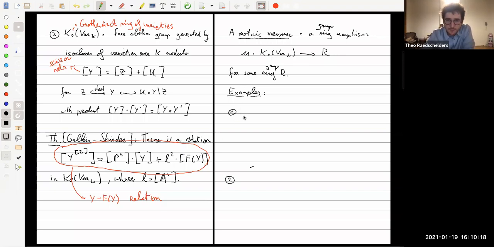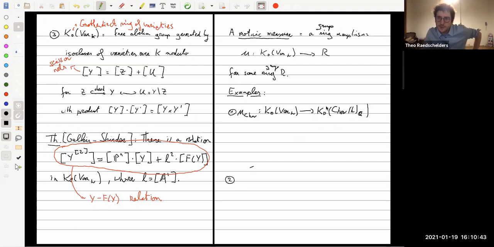And let me try and say something about 3 examples. So first we can consider mu Chow. So this goes from our Grothendieck ring of varieties to K0 of Chow motives, say with rational coefficients.